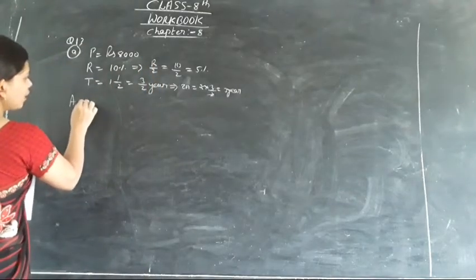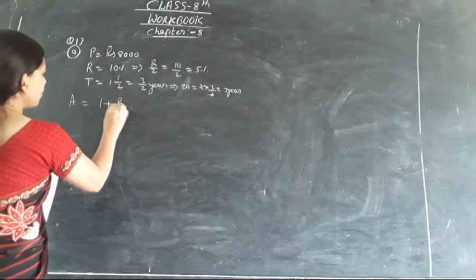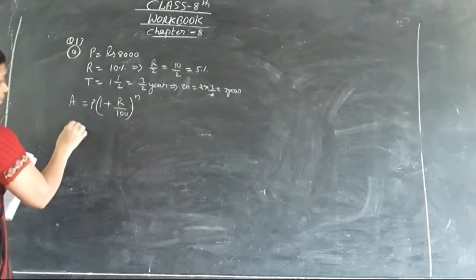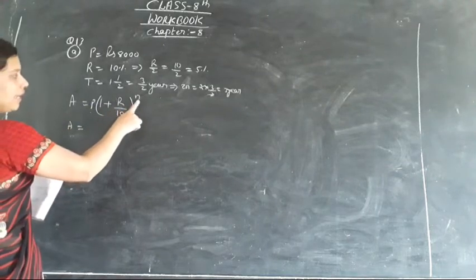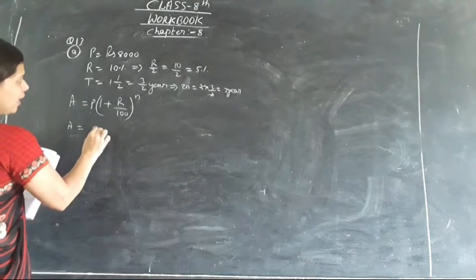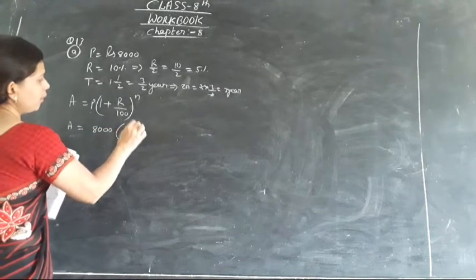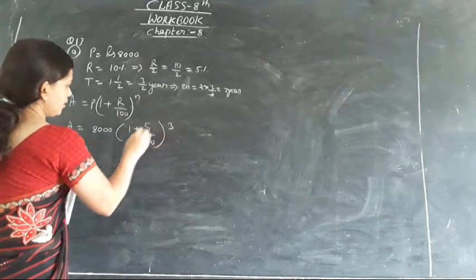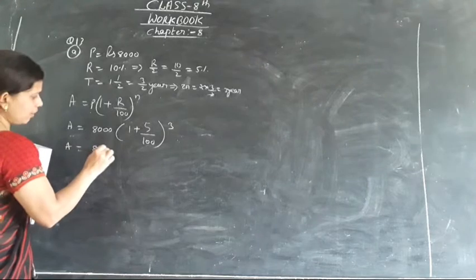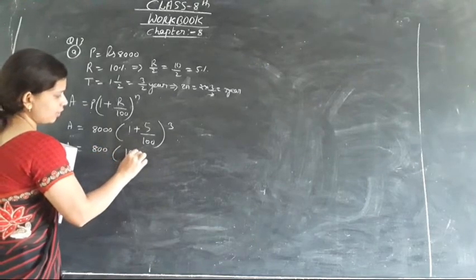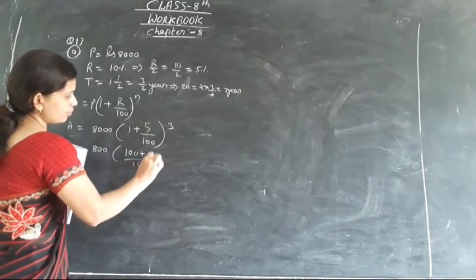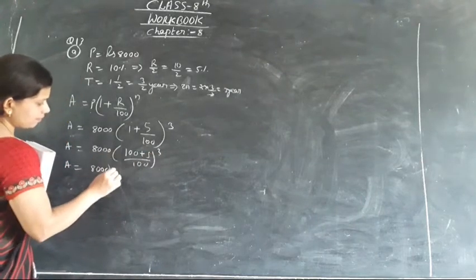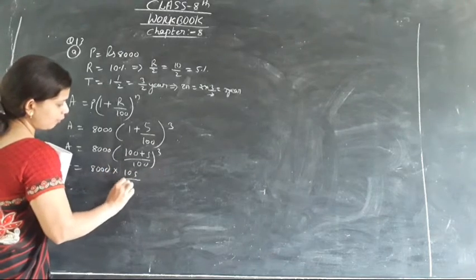Then what is the formula for amount? Amount is equals to P into 1 plus R upon 100 whole to the power n. What is P? P is principal, A is amount, R is rate, n is time, isn't it? So P is 8000 into 1 plus R is 5% upon 100, n is 3 years. So A is equals to 8000. Here it will be cross multiplied and added with 5, so here it will become 105. So amount is equals to 8000 into 105 upon 100.